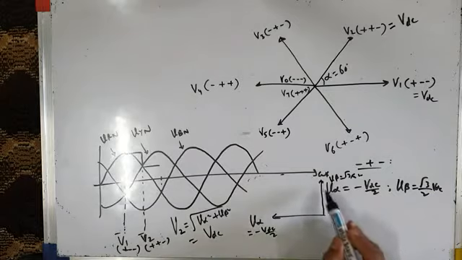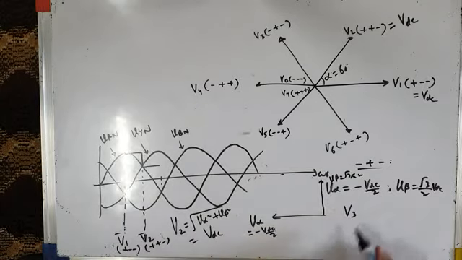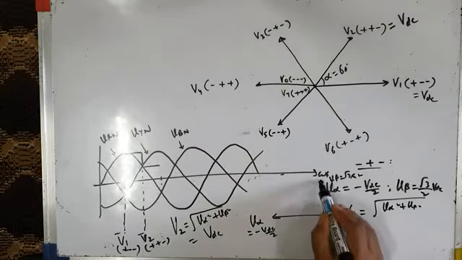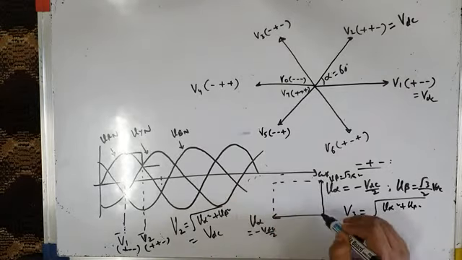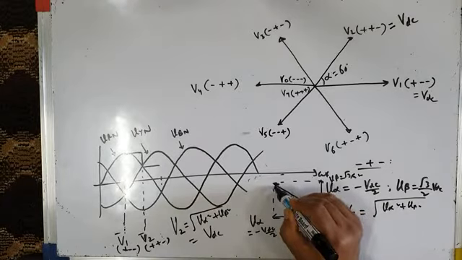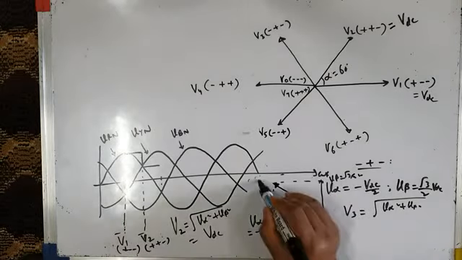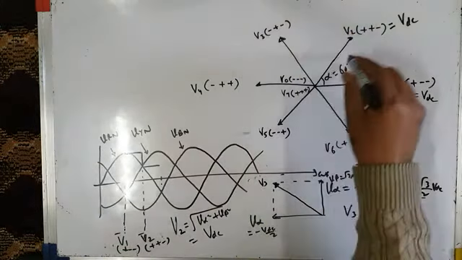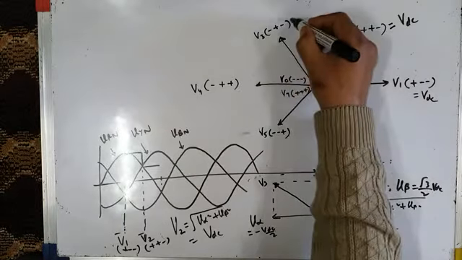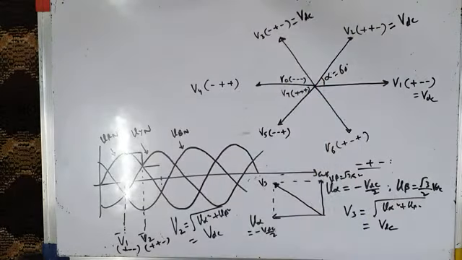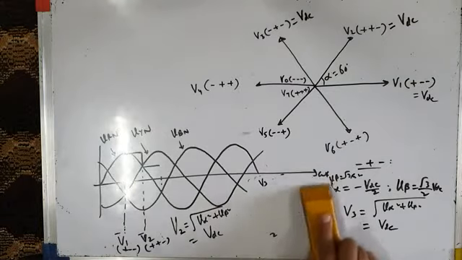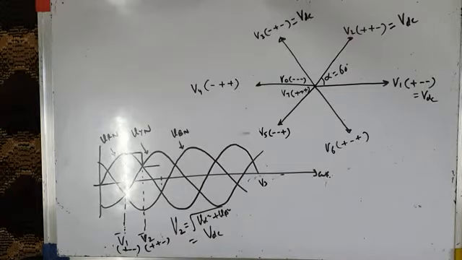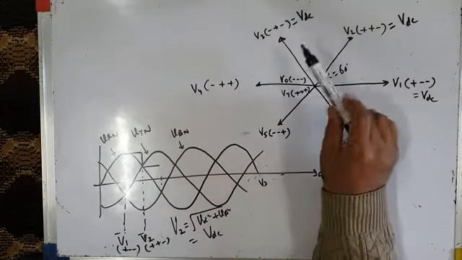So how do you find its resultant? Its resultant is voltage vector V3, which is again equal to the square root of V alpha square plus V beta square. So it's the phasor sum of V alpha and V beta, and it is somewhere here. This is my V3, and this V3 comes out to be again equal to VDC. This was my V2, this is V3, and it is also equal to VDC. That means after a 60 degree interval, a new voltage space vector gets applied across the load.